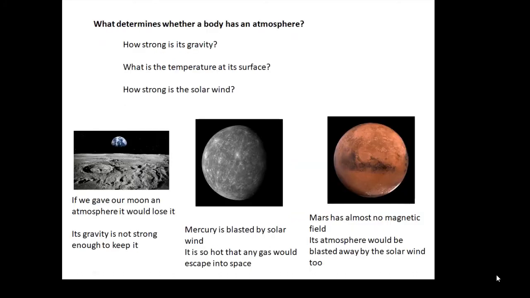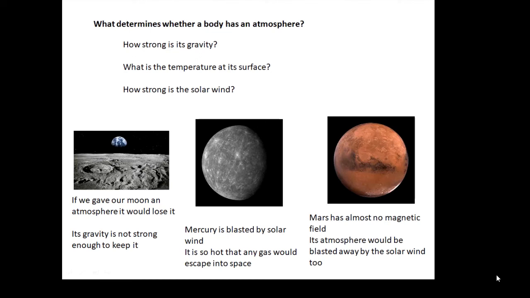What determines whether a body has an atmosphere or not? That will be determined by how strong its gravity is. If its gravity isn't strong enough to hold on to an atmosphere, then it won't have an atmosphere. It'll depend on the temperature at its surface. The hotter the object is, the more energy the atmosphere particles will have, and the greater the chance that they will escape. We talked about escape velocity in another video. Another important factor is the solar wind. If the solar wind is too strong, then any atmosphere would just get blown away.